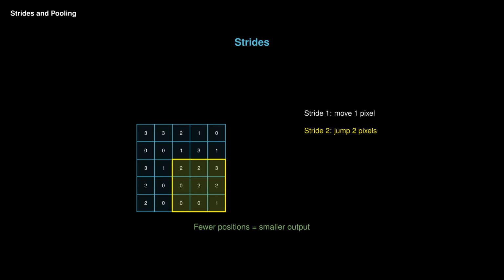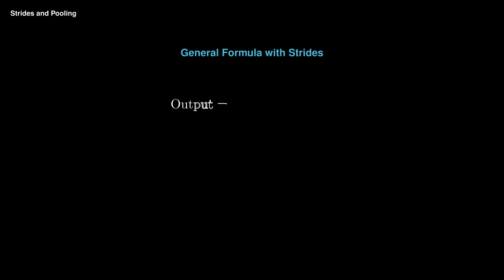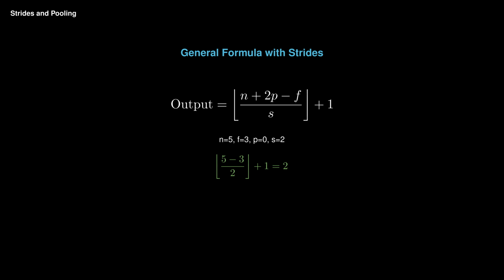The general formula with strides is output equals floor of (n plus 2p minus f) over s, plus 1. With stride 1, this is just our old formula. With stride 2, a 5x5 input and 3x3 filter gives floor of (5 minus 3) over 2, plus 1, equals 2, a 2x2 output.